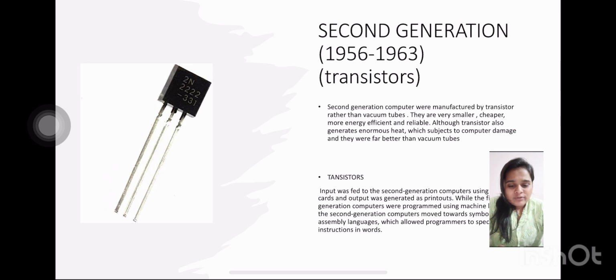Input was fed to second generation computers using punched cards, and the output was generated as a printout. While first generation computers were programmed using machine language, second generation programming moved towards symbolic or assembly language, which allowed programmers to specify instructions in words.